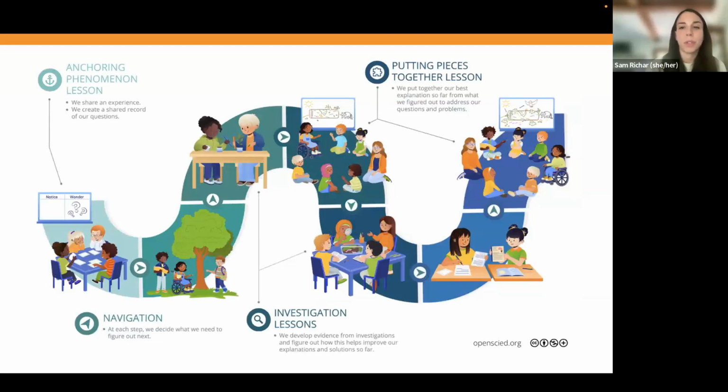And as we walk through the 2.3 unit, we will highlight how each part of the OpenSciEd instructional model is used to support student sense making. This model follows a pathway that begins with an anchoring phenomenon, followed by investigation lessons where students gather evidence to figure things out. About midway through, there's a putting the pieces together opportunity to help students synthesize what they have figured out so far. And then students engage in additional investigations to deepen their understanding before ending the unit with a final putting pieces together lesson where they make sense of everything they've figured out.